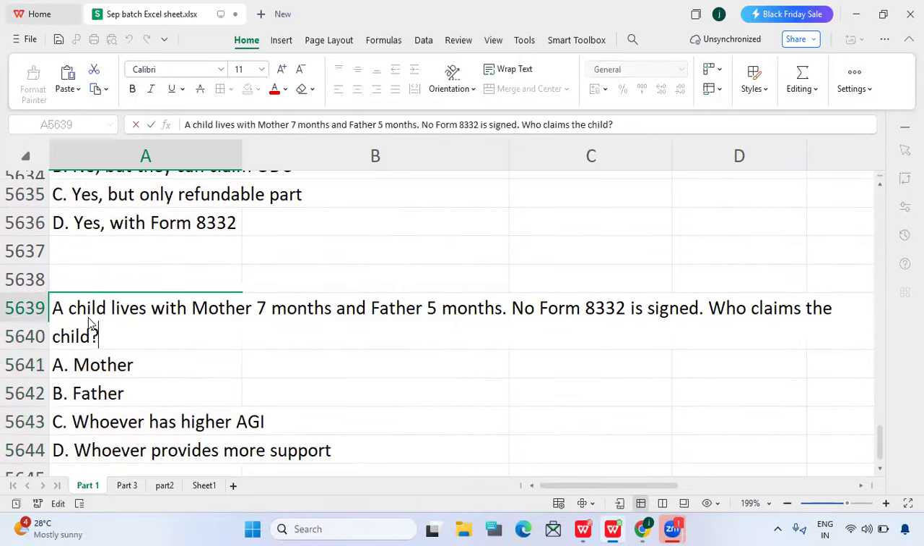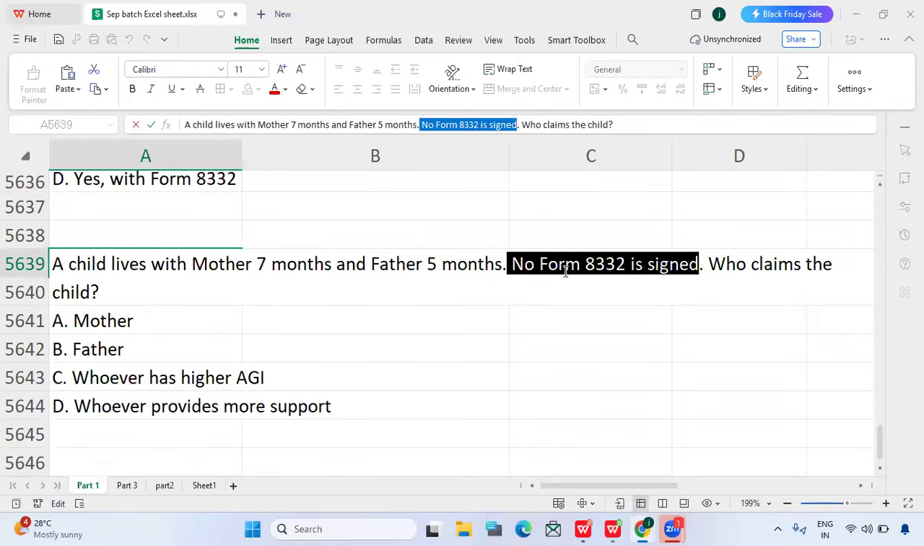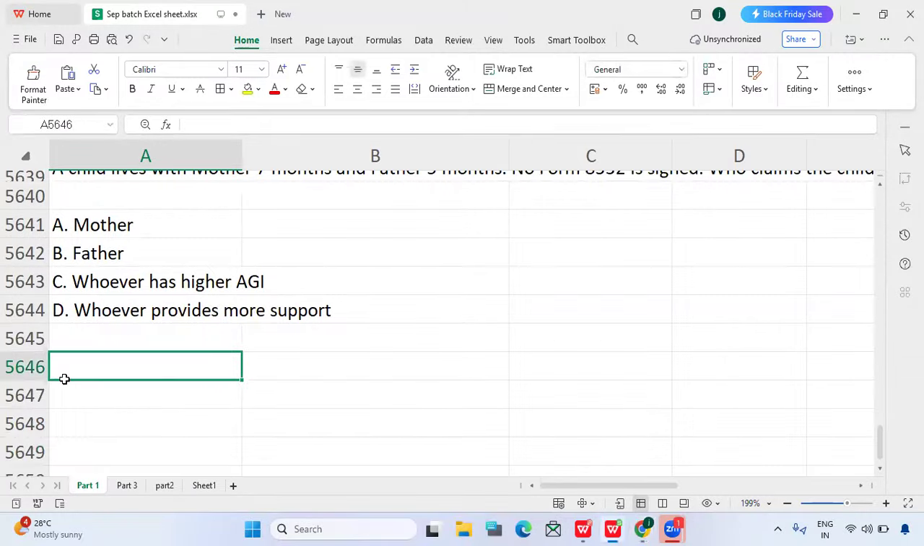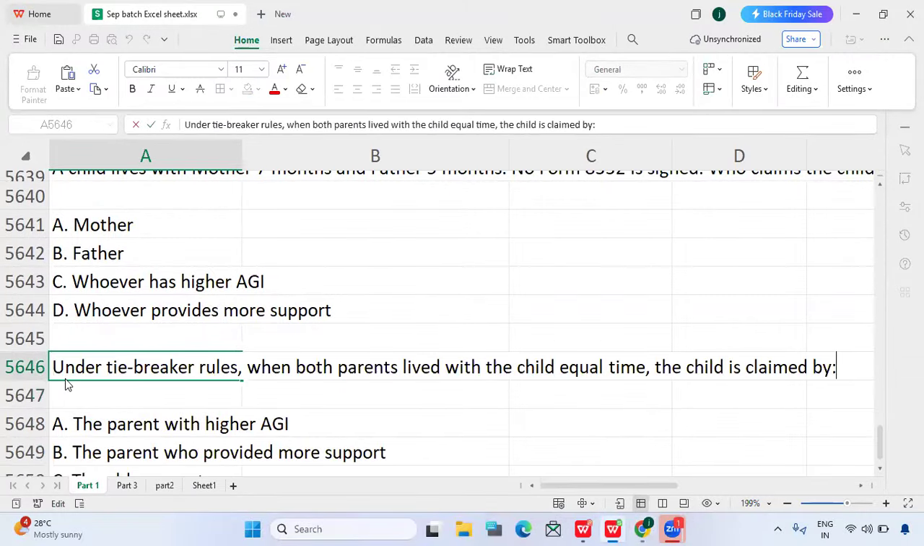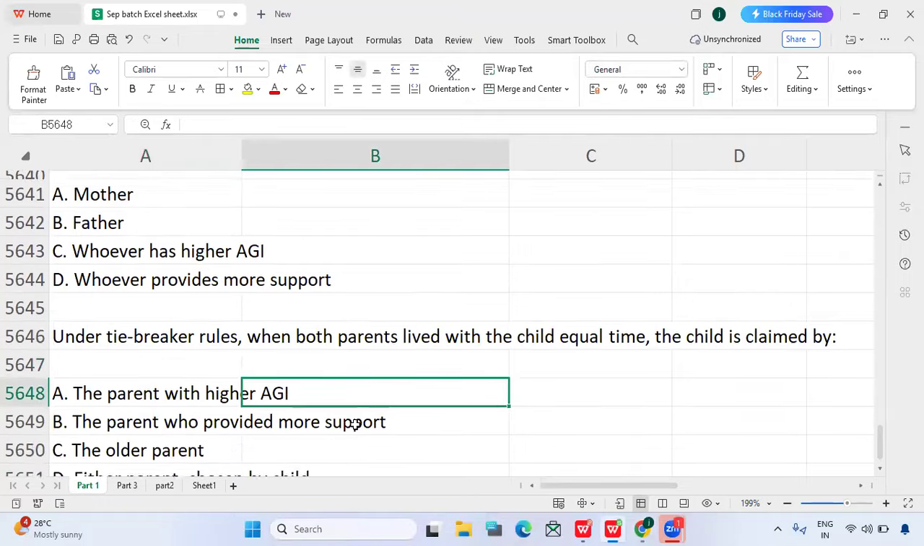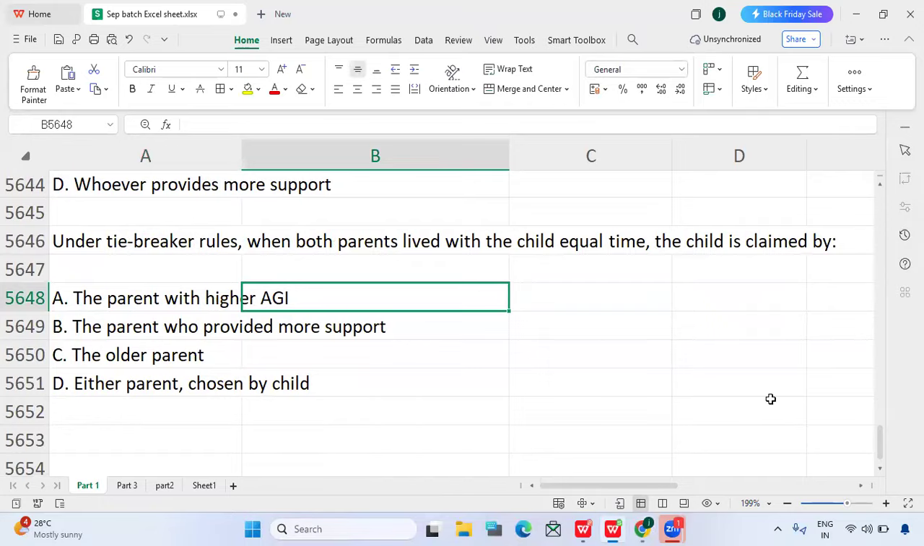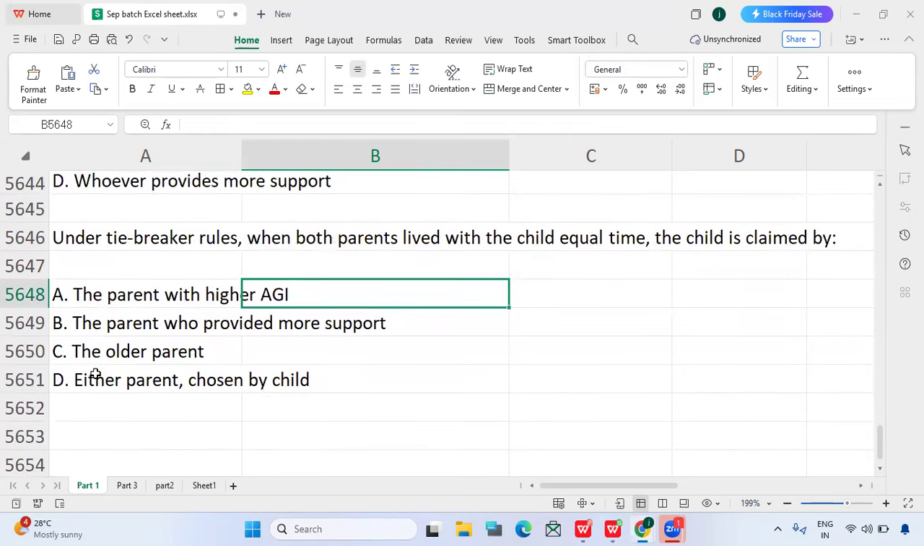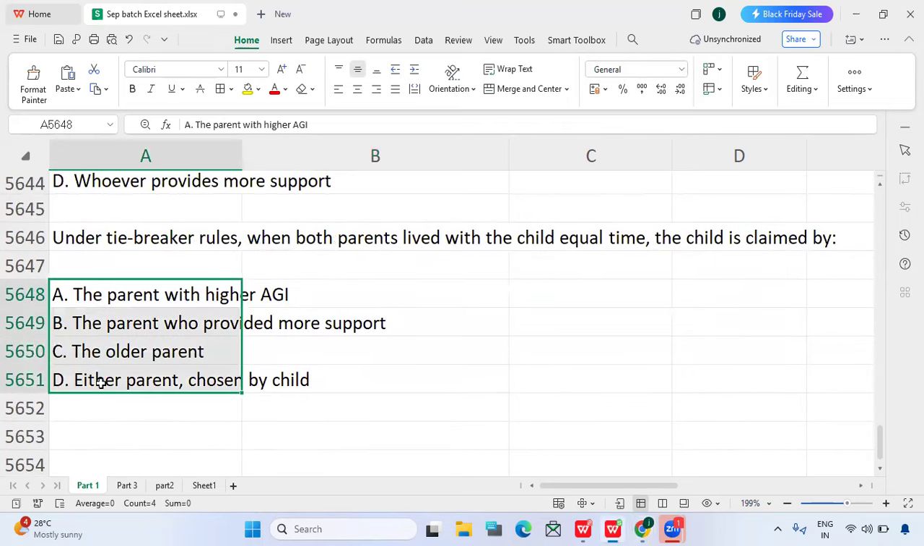The children lived with the mother 7 months and the father 5 months. Now tell me, who can claim? Mother, because the children lived with her more nights. The tie break rule applies when both persons lived with the children an equal amount of time. Now AGI. This is the IRS's favorite tested area. I have seen many types of this question in the exam, so this is very important.